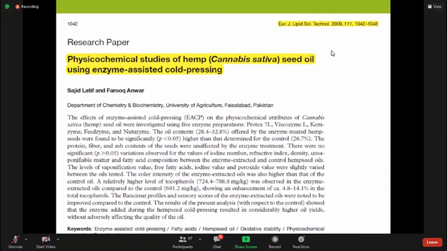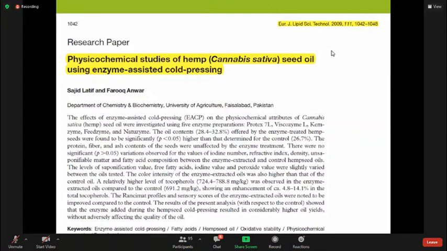We also compared the quality with the conventionally extracted oils, and the quality of the cold pressed enzyme-assisted extracted oil was significantly improved in terms of high recovery of the tocopherol contents and antioxidant properties, as well as oxidative stability. Here is another article on a similar aspect.